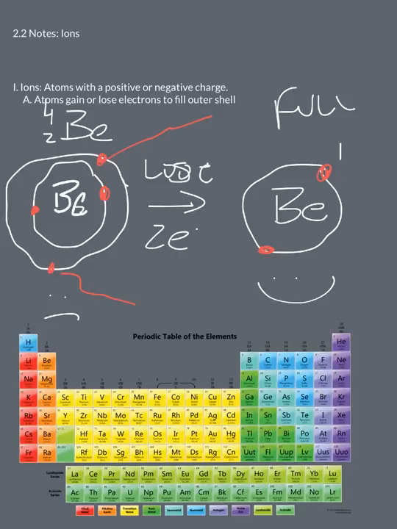And so we would actually write this beryllium 4, 2, still has a mass of 4, still has an atomic number of 2, but now it is 2 positive. It has a positive charge now, 2 positive. Right?